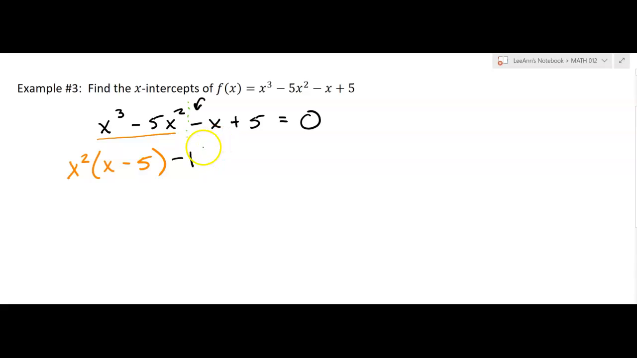Now when I do that, and this is coming out of the last two terms, I'll have x minus 5. So think about that distributing. Negative 1x, negative 1 times negative 5 is positive 5, and that all works. Notice that this binomial and this binomial are the same. That is what allows us to factor this by grouping.